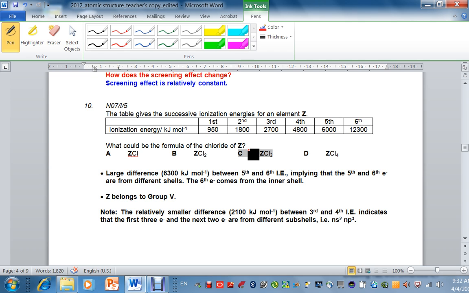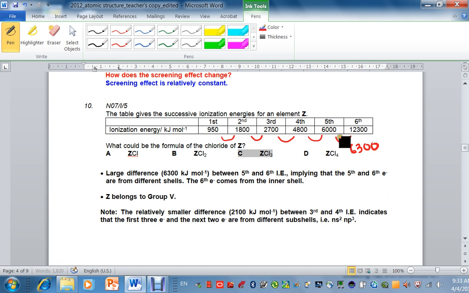So that means you have to work out the difference between every 2 successive IEs. By that I mean the difference between these 2, then the difference between the next 2, and so on. Then you should be able to see that the largest difference occurs around here, from 5th to 6th. The difference is around 6,300. Definitely much larger than the other differences.